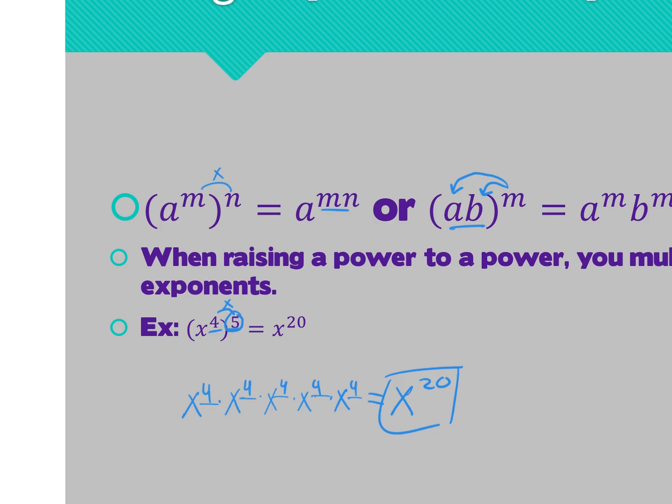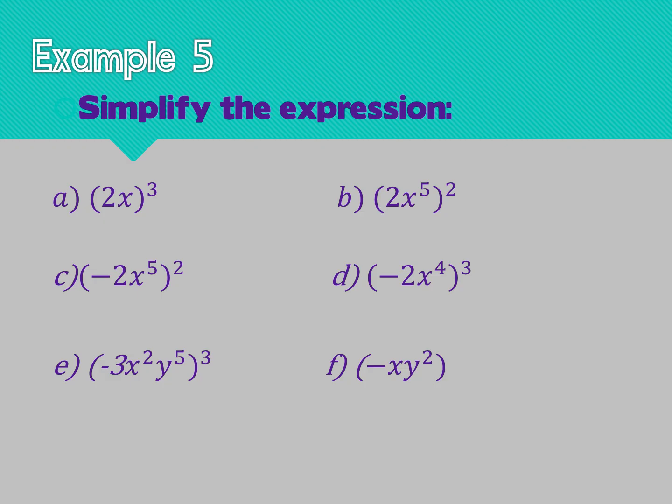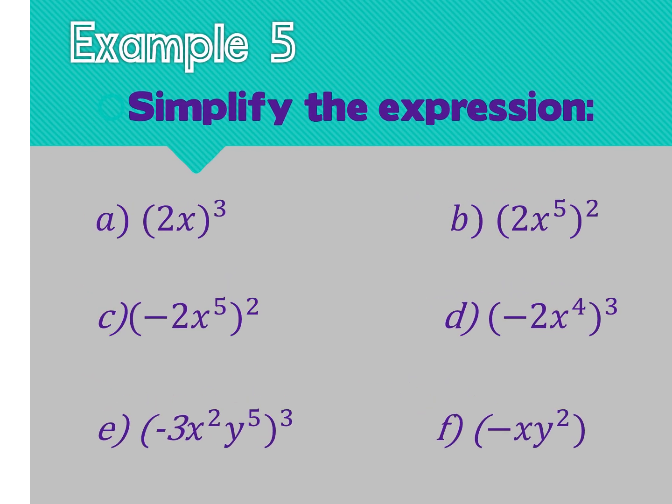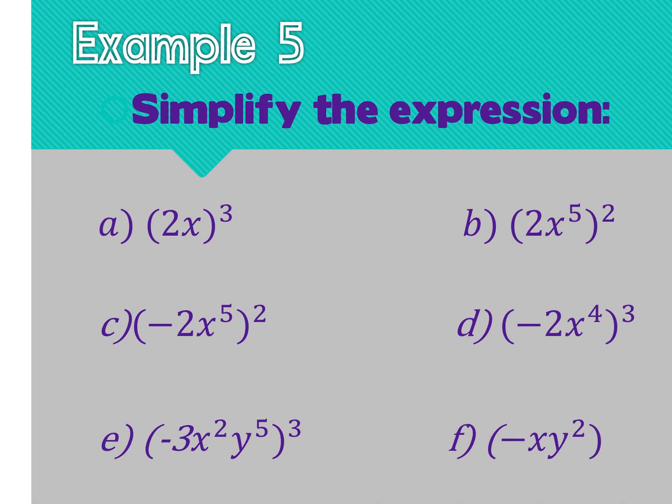All right. Now, doing some examples. So something like example A, I have 2 factors on the inside of my parentheses, and they're both being raised to the 3rd power. That means I can distribute that exponent to each of my factors. So this is going to be 2 to the 3rd, x to the 3rd, and 2 to the 3rd is just 2 times 2 times 2, so 8x to the 3rd.